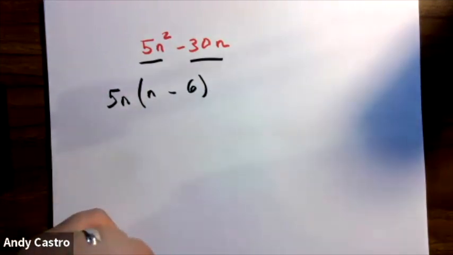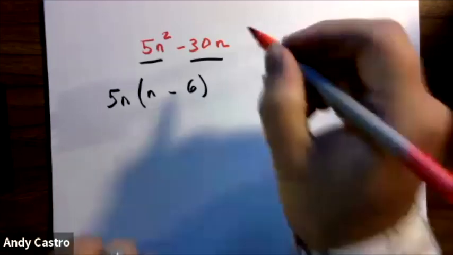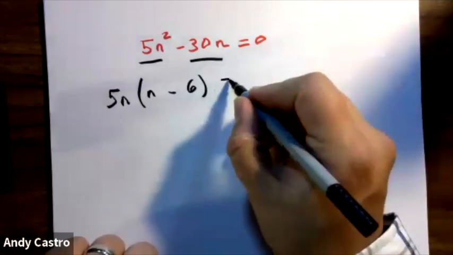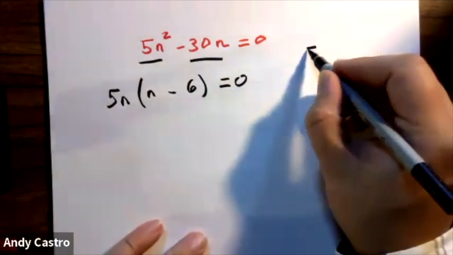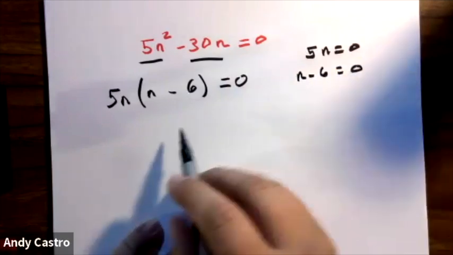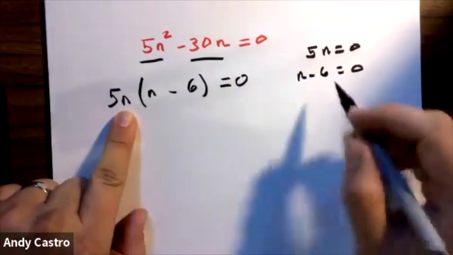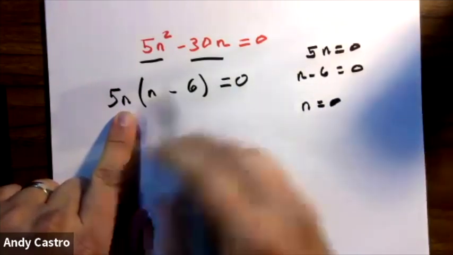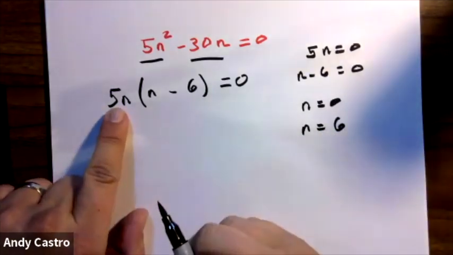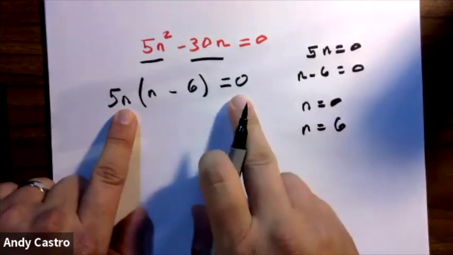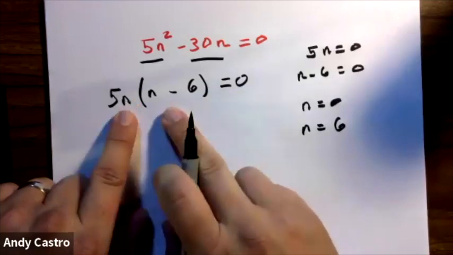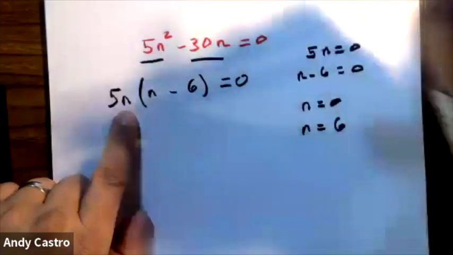All right, then we talked about how if we set that equal to 0, then we know that if 5 times n is 0, or if n minus 6 is 0, this whole thing goes to 0. So if n is equal to 0, the whole thing goes to 0, or if n is equal to positive 6. So 5 times 0 times negative 6 is 0. 5 times 6 is 30. 6 minus 6 is 0. 30 times 0 is 0.